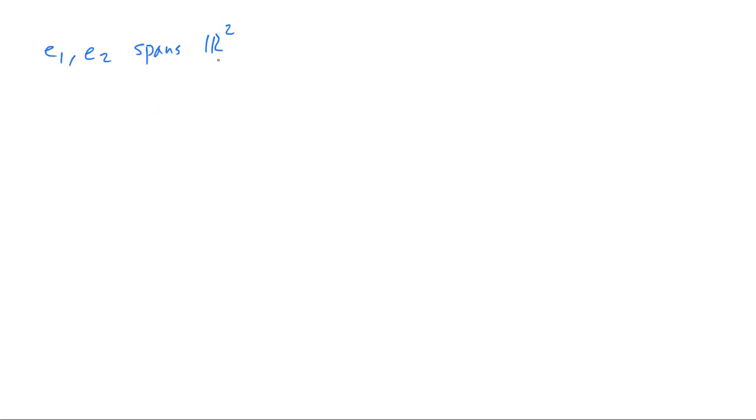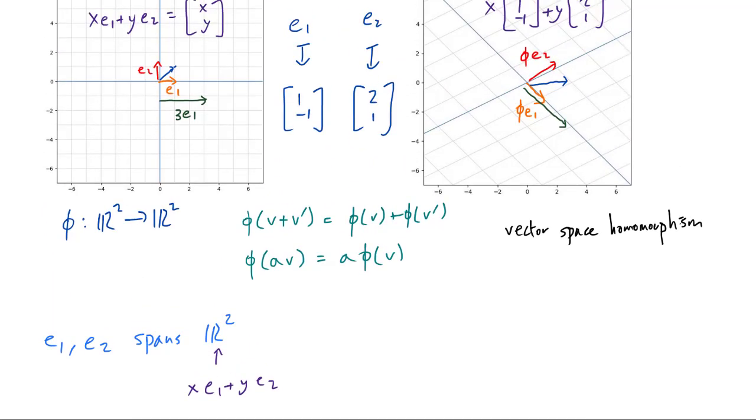And we're going to talk about this concept more rigorously in the next video. But what this means is that for any vector in R2, it's going to be of the form x times e1 plus y times e2. But there's another thing about e1 and e2 that should be pointed out.